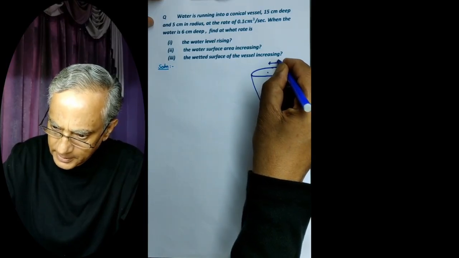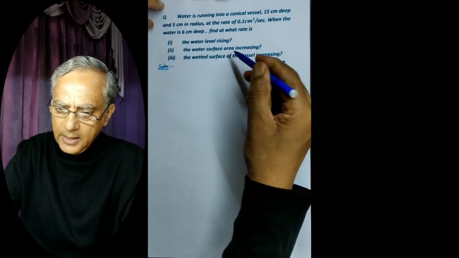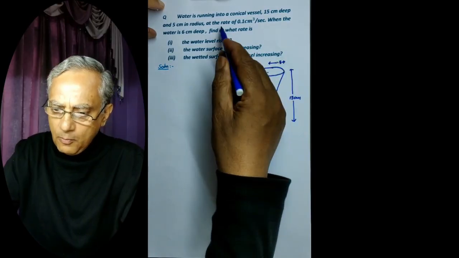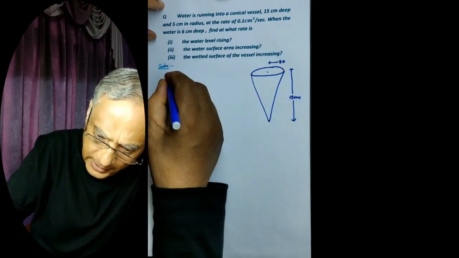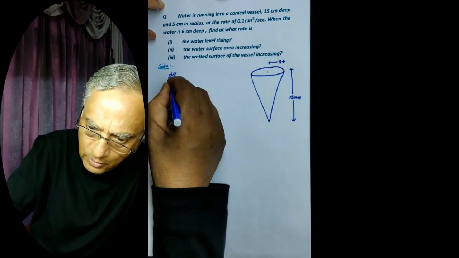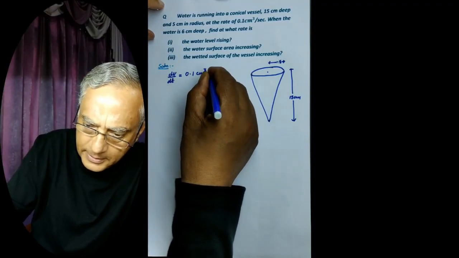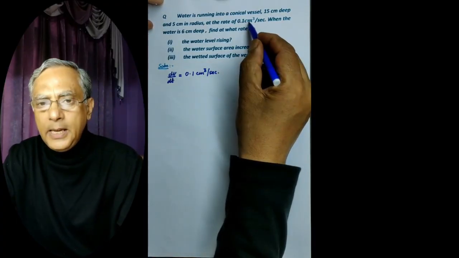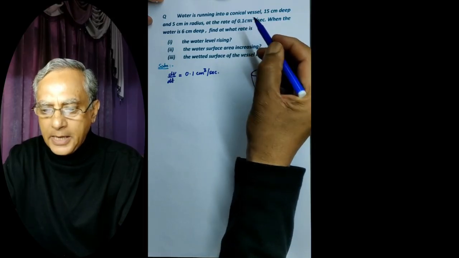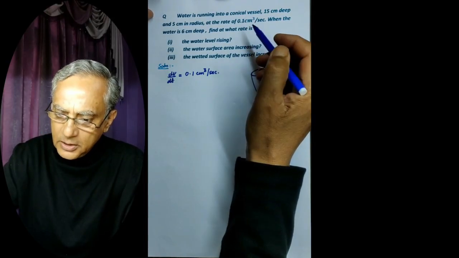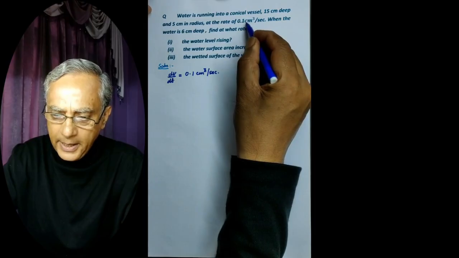5 centimeters. Water is running into a conical vessel 15 centimeters deep and 5 centimeters in radius at the rate of 0.1 centimeter cube per second. So we are given dV by dt is equal to 0.1 centimeter cube per second. Centimeter cube is unit of volume. Centimeter square is area and centimeter is length. So this is units of volume. If you have any confusion, you can determine it from here what is given.